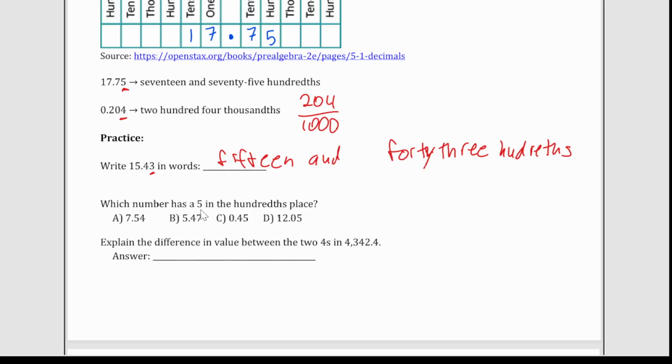Okay. Which number has a 5 in the hundredths place? So the hundredths place is the second decimal place. That would be answer C and answer D. So 0.45 is 45 hundredths. 12.05 is 12 and 5 hundredths. If you're comparing these two 4s, this first 4 is 4,000 versus the second 4 is 4 tenths. So when the 4 comes after the point, that is indicating the decimal. That's indicating the fractional part of the number.